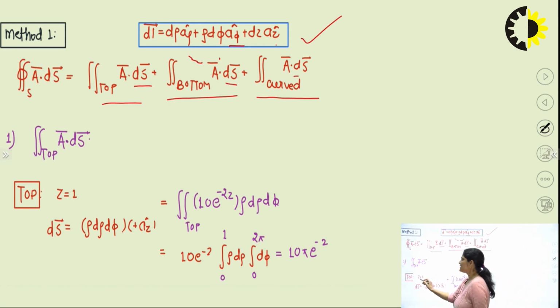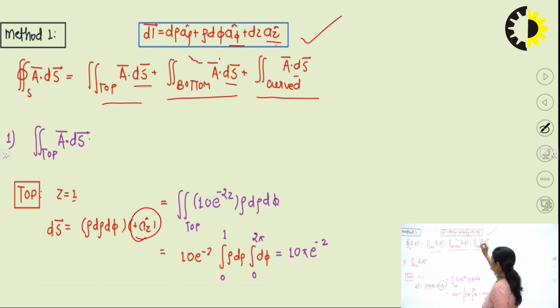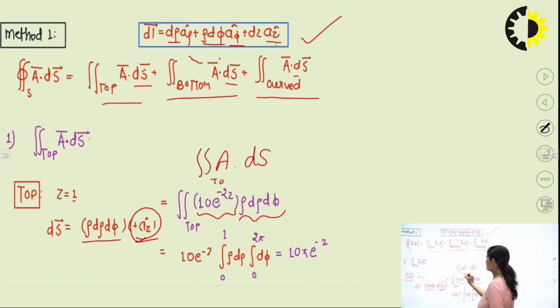Now if you know dl, you can find ds. Here you can see for top, z varies from 0 to 1, meaning it is changing. So z is only changing, and the other parameters are the same. If z is changing, take the direction of z, and note down the other parameters. So you can write ds as rho d rho d phi, unit vector z. Here a vector is given in the question as 10 e to the power minus 2z. This is your formula, A dot ds.